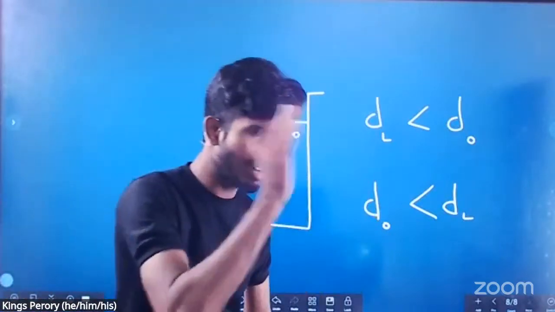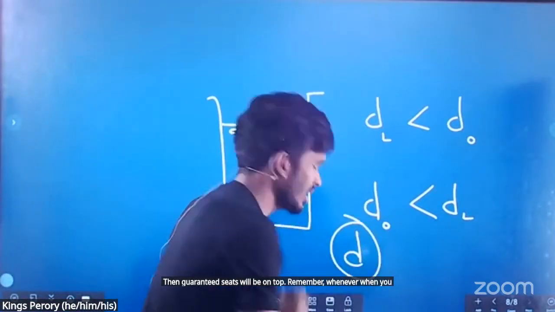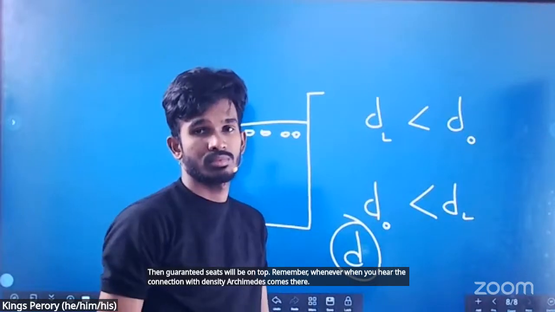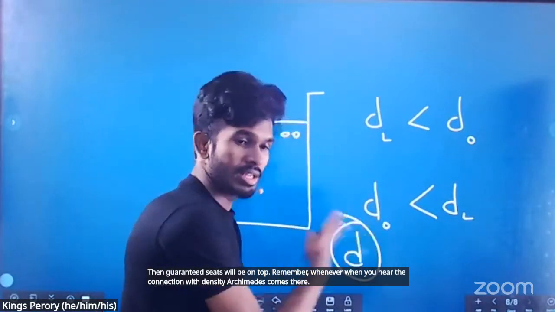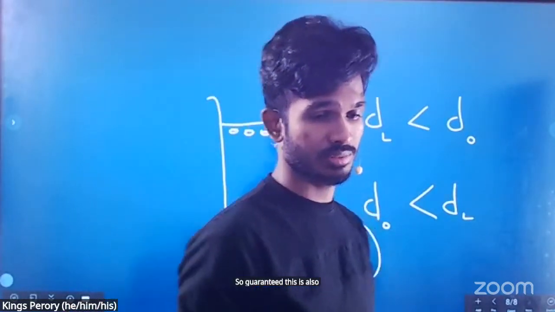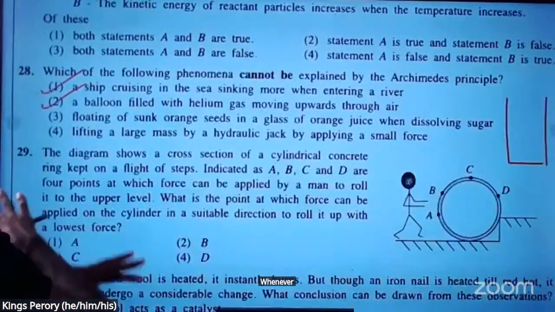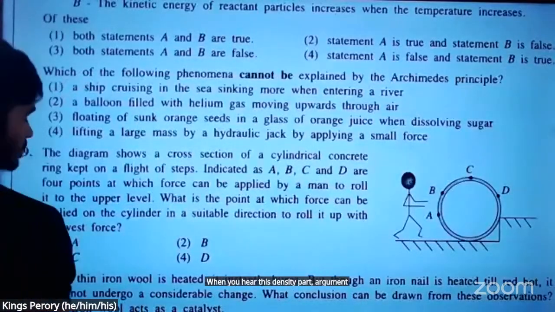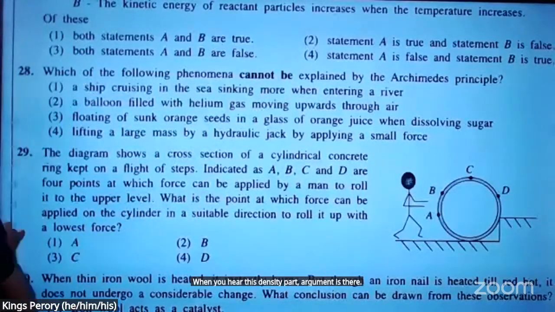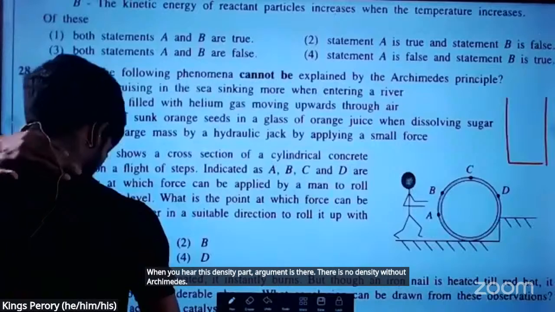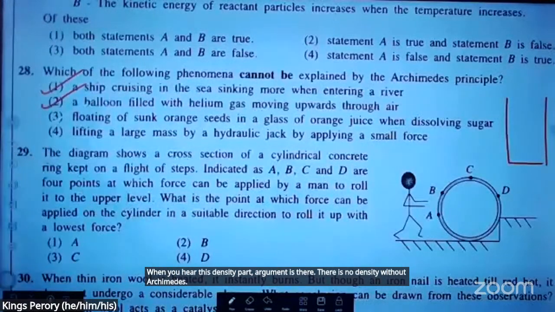Remember, when you hear the connection with density, Archimedes comes there. So guaranteed, this is also Archimedes. Flotation is there. When you hear this density part, Archimedes is there. There is no density without Archimedes. The third one also can be explained by Archimedes.